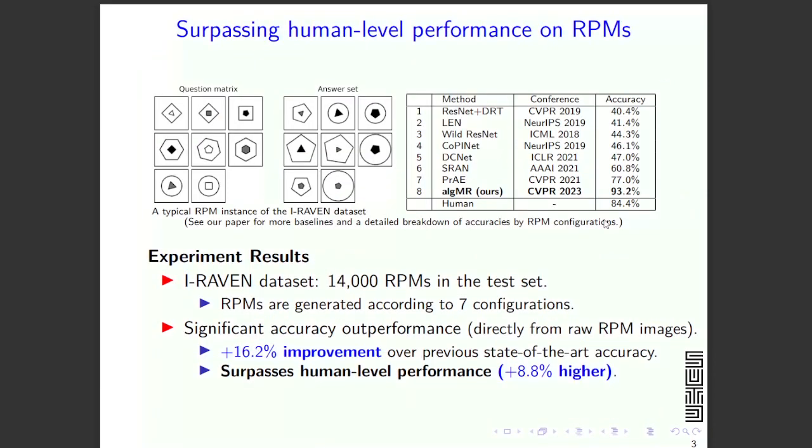With our new reasoning approach, we have surpassed human-level performance for solving RPMs. On the IRAVEN dataset, we achieve an accuracy of 93.2%, better than human accuracy at 84.4%, and much better than the previous state-of-the-art. How do we achieve this 16.6% improvement over state-of-the-art? How do we reduce reasoning to algebraic computation?